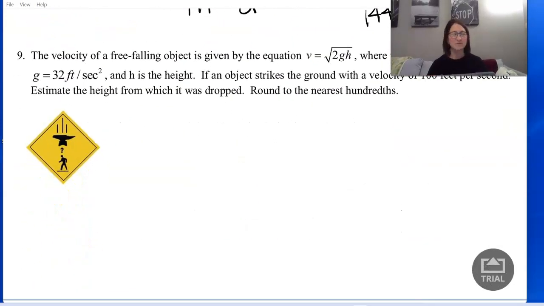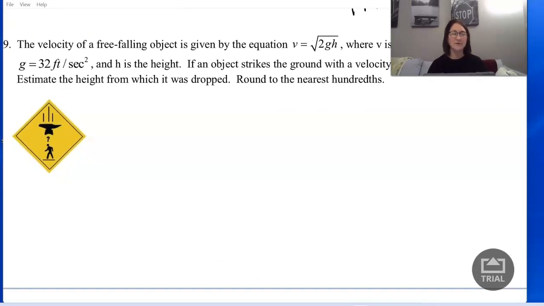Let's look at this next problem. The velocity of a free-falling object is given by this beautiful equation, where v is measured in feet per second. G is gravity, that's 32 feet per second squared, and h is our height. So if the object strikes the ground with a velocity of 100 feet per second, okay, so let's just keep track of that. Velocity is 100 feet per second, okay? Estimate the height from which it was dropped.